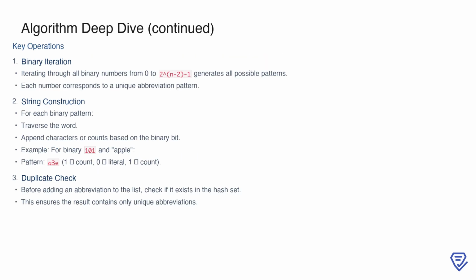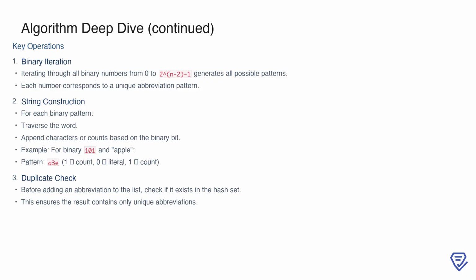Generating abbreviations involves a few key operations. Binary iteration is central to the process, where we iterate through all binary numbers from 0 to 2^n - 1. Each binary number represents a unique pattern of abbreviation based on its bits. For example, given the binary pattern 101 and the word apple, we traverse the word and construct the abbreviation by appending either a literal character or a count, depending on the binary bit. In this case, the result is A3E, where the internal characters at positions 1 and 3 are abbreviated.